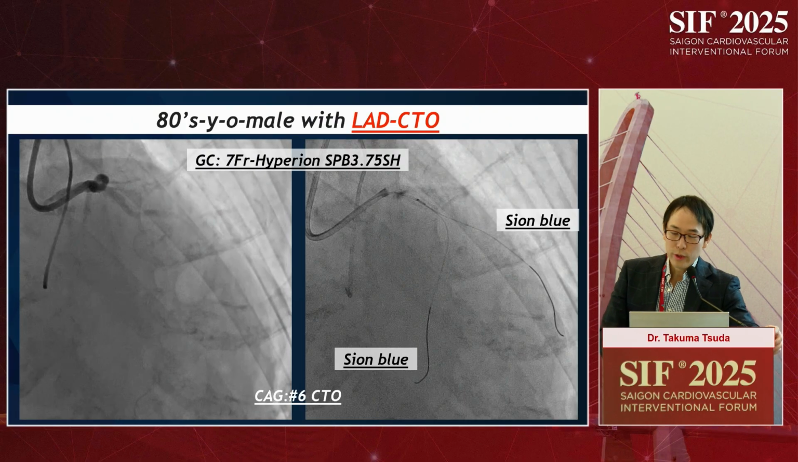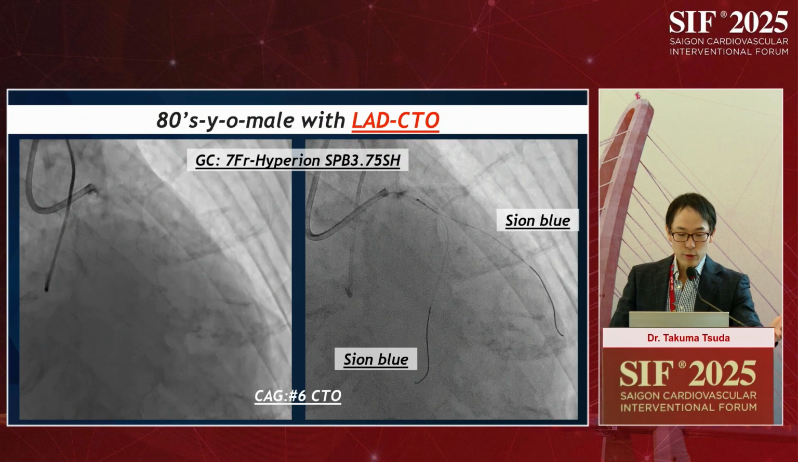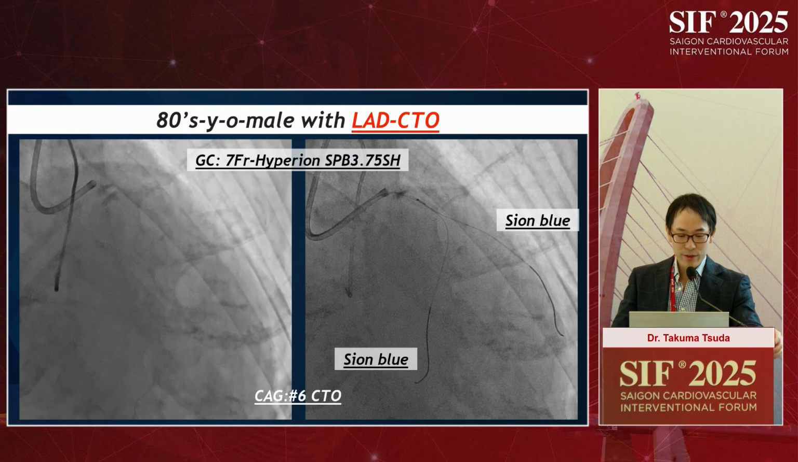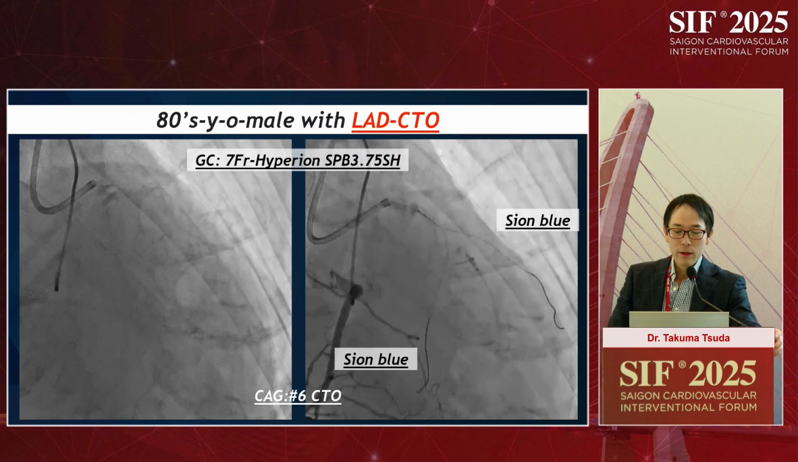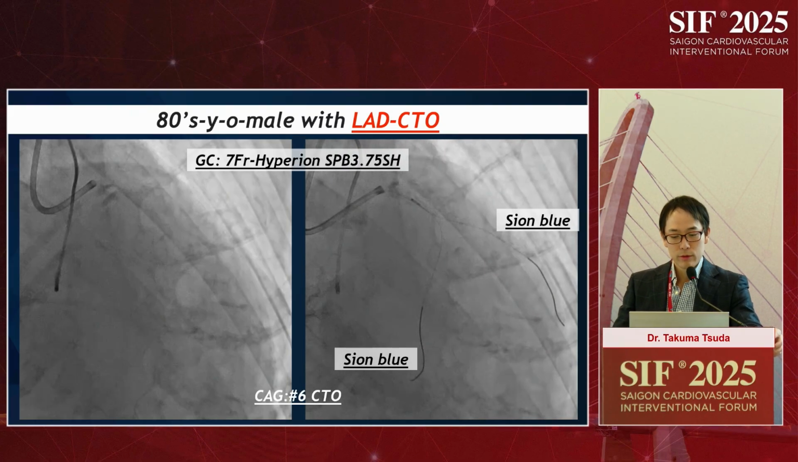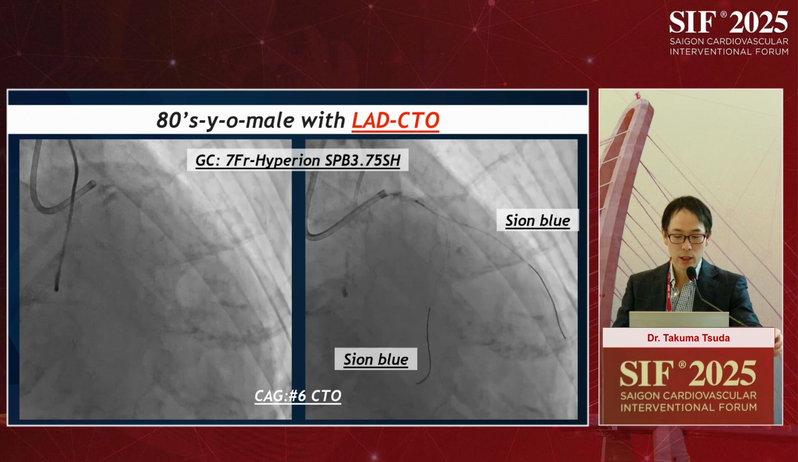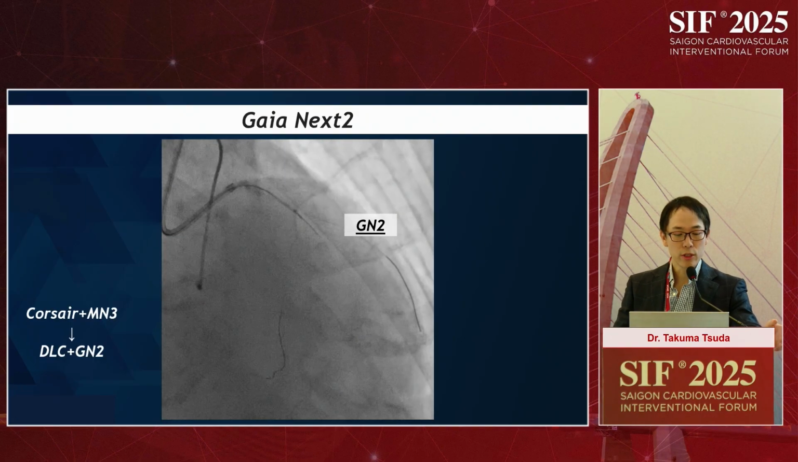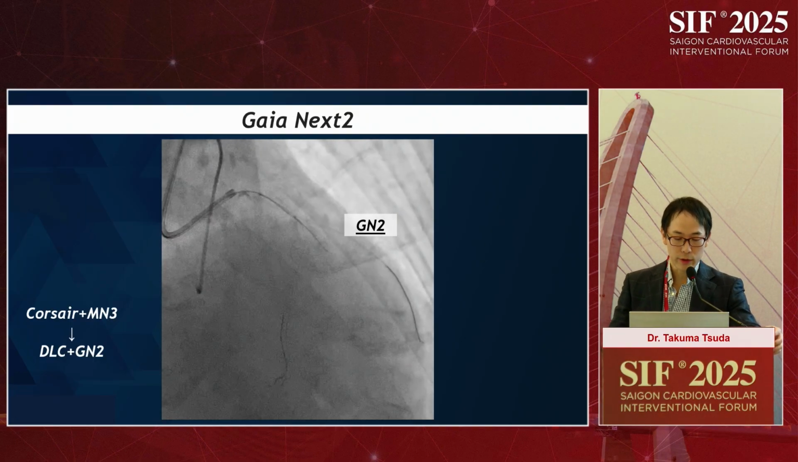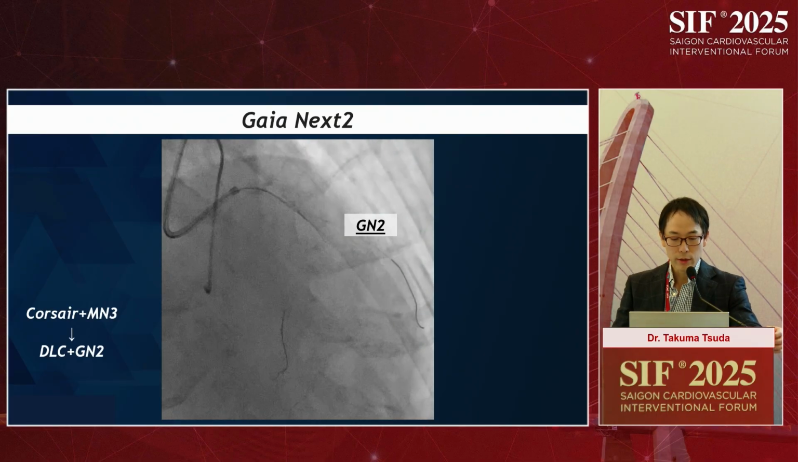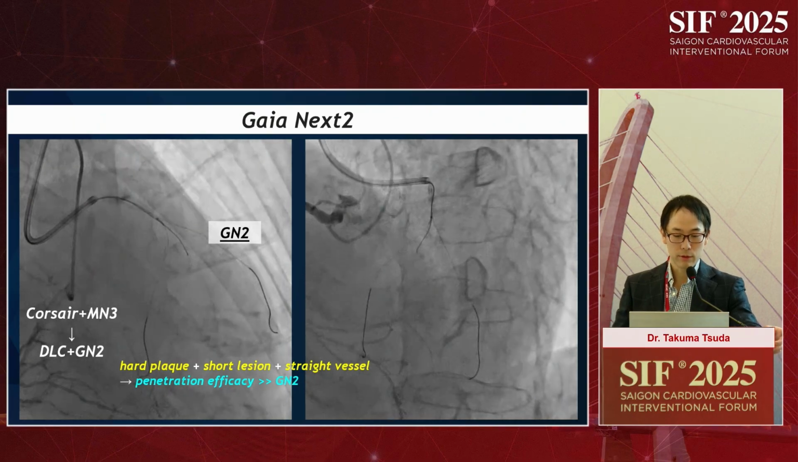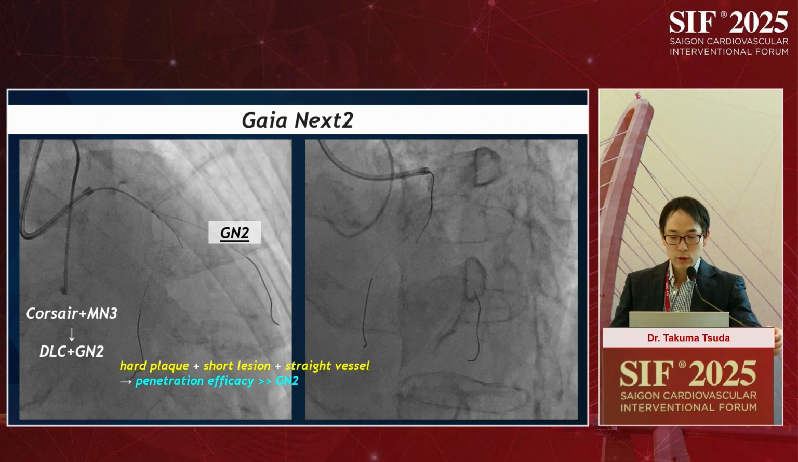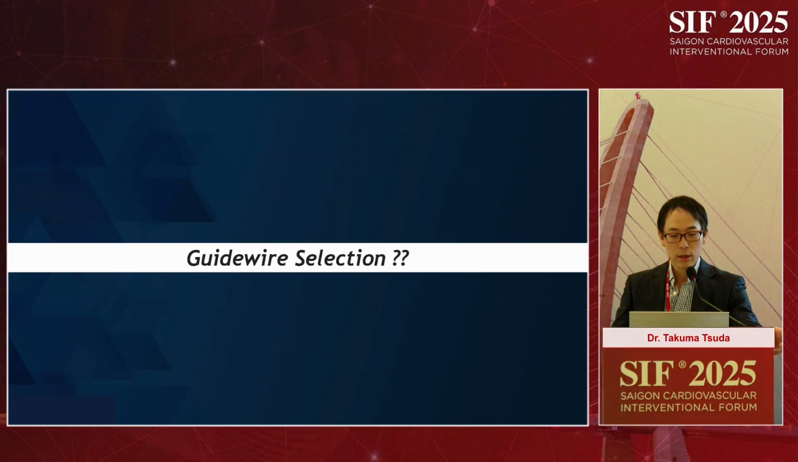So from now, let's do an exercise with a real case. This is an LAD CTO case. The CTO length is not so long. The diagonal and septal already have guide wires inserted, and we try to use the DLC with antegrade guide wire escalation. After using Gaia Next, unfortunately the wire went into the subintimal space. So what should we do next? How is the guide wire?